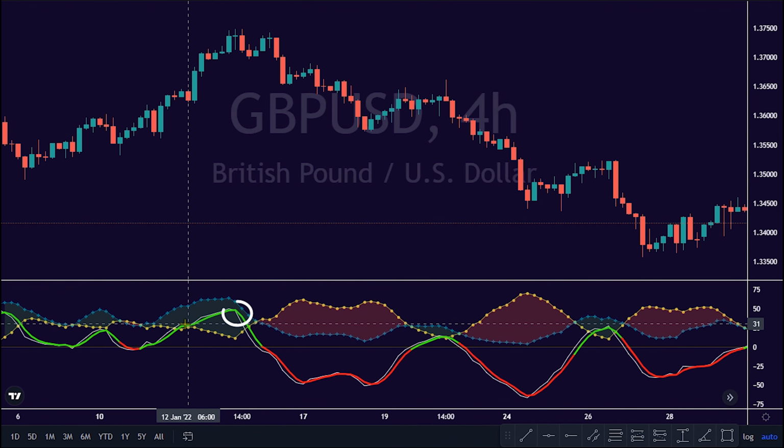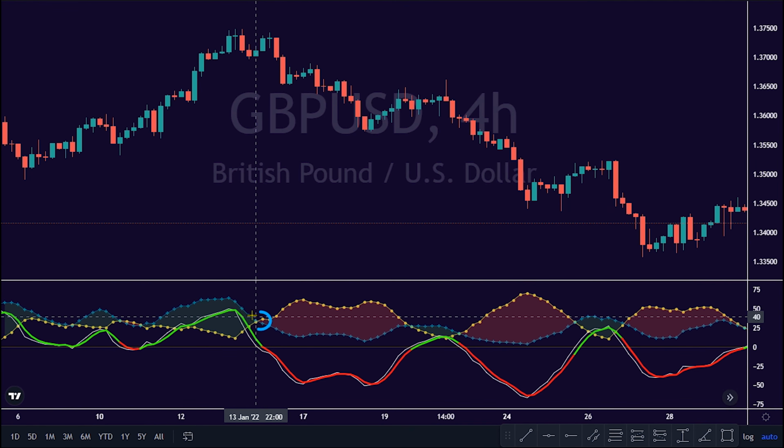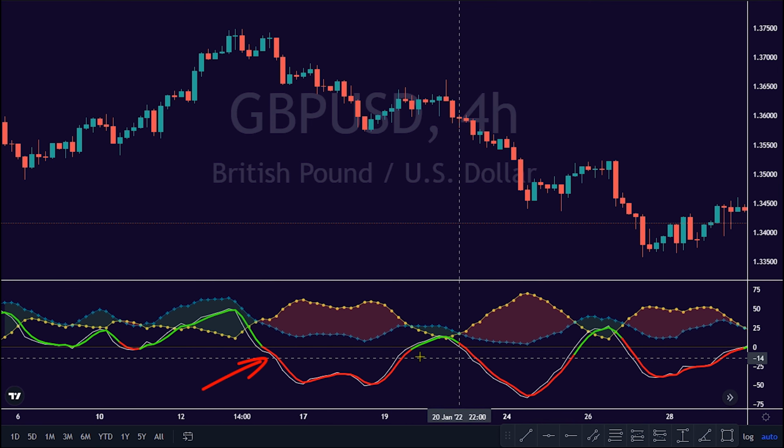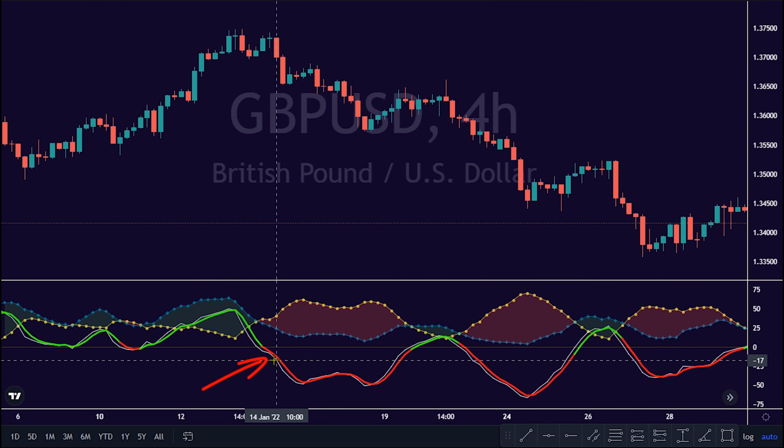The white line crossover below the green line will give the first early signal of an imminent change in price direction. The crossover of the light blue line below the yellow line will give the second signal of the bearish setup. And lastly, the transformation of the green line to the red color below the 0 line will lead to the bearish setup confirmation.